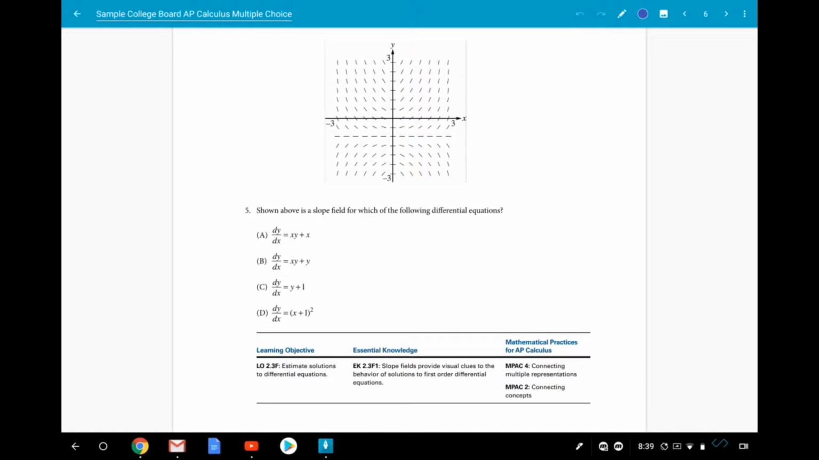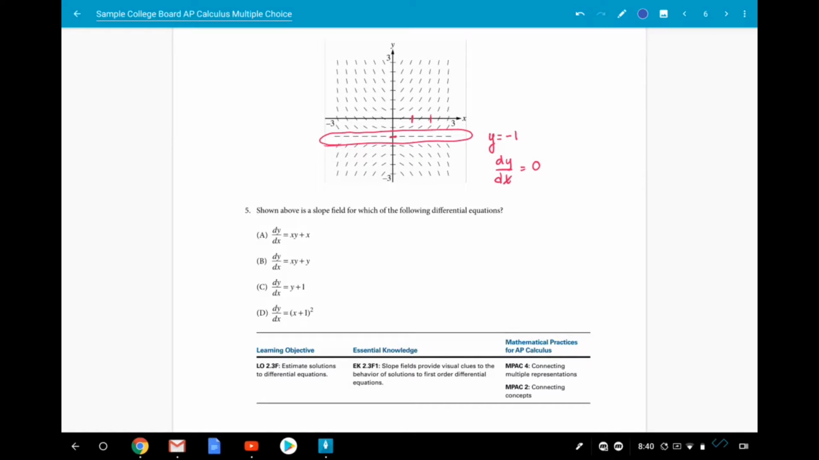Great, on to number 5. Shown above is a slope field for which of the following differential equations? So whenever I am given a graph, I always try to look for any trends. If you notice here, you have slopes of 0. Where are those slopes of 0? So I'm going to try to sort of count and label these. So maybe that's a 1, and then this might be a -1. So for y equals -1, it looks like dy over dx is equal to 0, or the slope is 0. Let's see if that helps us, and we can use some elimination to solve this.